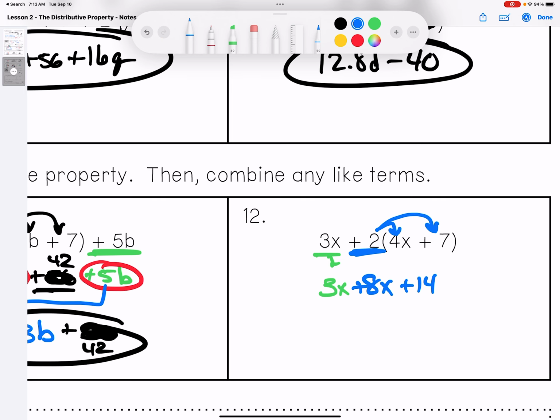That's correct. All right, I do have like terms right here. Those two. Add them up. That's 11x. 14, there's nothing with it, so just bring it straight down. You get plus 14. So you get 11x plus 14.